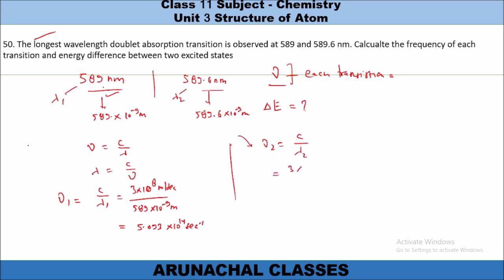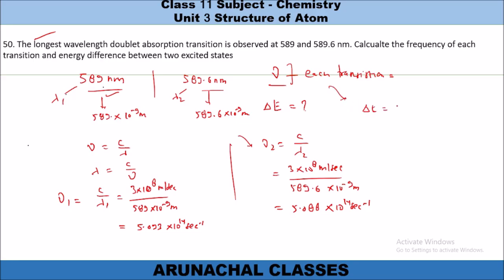The second part, here we can see ν2 will be equal to c upon λ2. The c value is 3 into 10 power 8 meter per second, divided by λ2, it is 589.6 multiplied with 10 power minus 9 meter. Now if we solve this one, it will be 5.088 multiplied with 10 power 14 second inverse. So this is what ν2 is. Now we can find delta E.